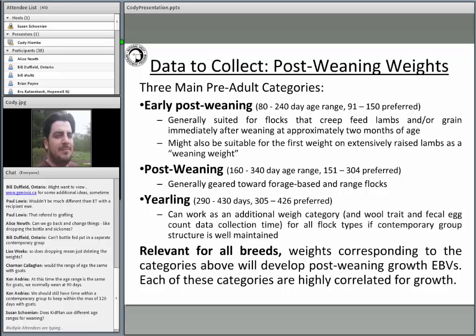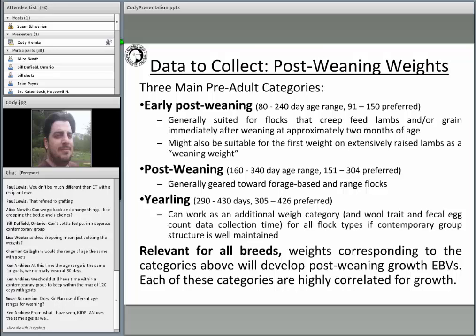In yearlings, it can work as an additional category, and you can record some other traits that we'll cover towards the end here on wool and fecals. But one thing to be cautious of on yearlings is by the time your lambs get to that age, more than likely you've done quite a bit of culling already. And so now you're taking data on the top end of your sheep, and you have less performance variance based on the genetic differences in those animals. So you always want to be a little bit careful with some of the yearling information.